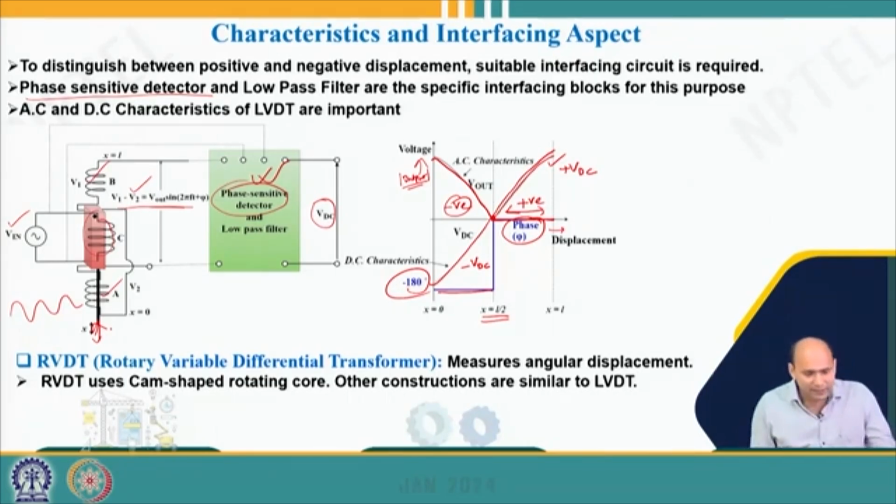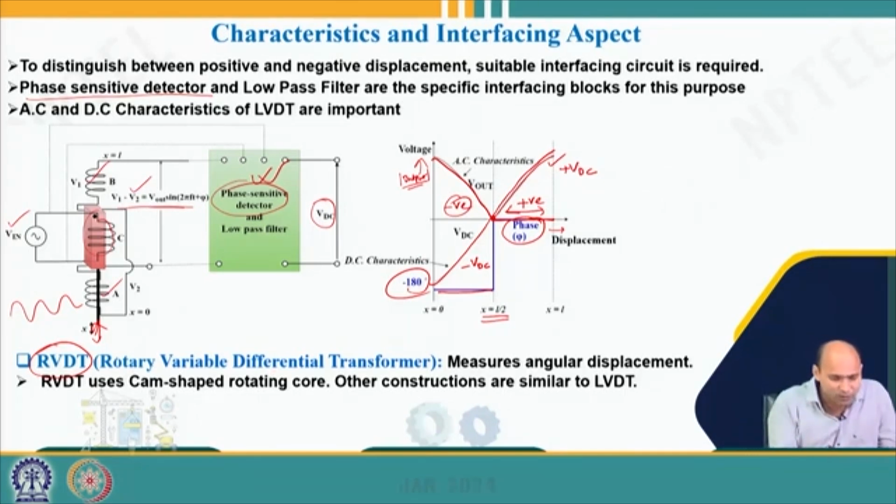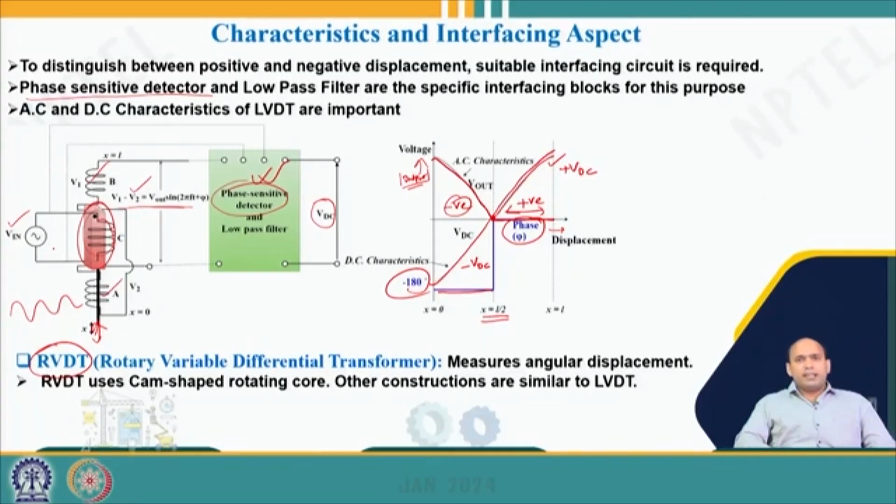Similarly for RVDT, as with LVDT, if I want to measure the angular displacement, then I have to use the RVDT, that means rotary variable differential transformer. If I look at the construction of LVDT and RVDT, they are almost similar, only the core shape is different. So let us see how the RVDT looks.